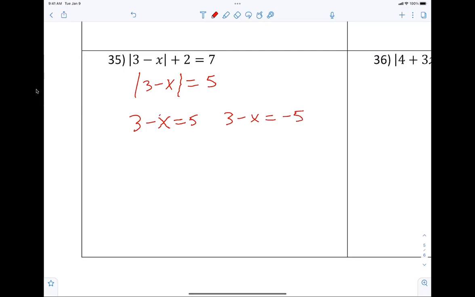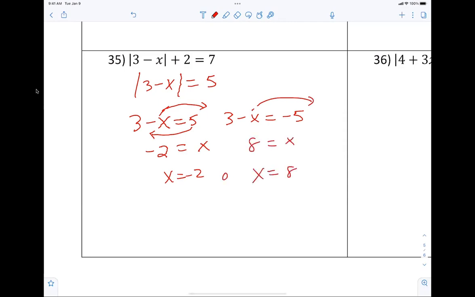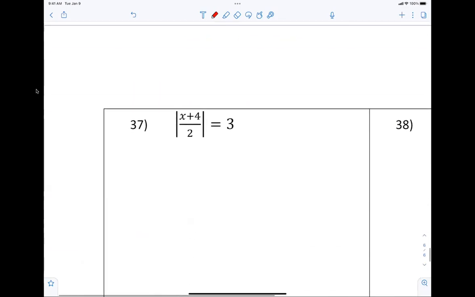Now, personally, I move the negative x over, and that becomes x. Then I move the 5 over. 3 minus 5 is? Yes. So one answer is negative 2. Move the x over. That makes it positive 8. So x equals 8. So negative 2 or 8. All right, let's knock out 37.